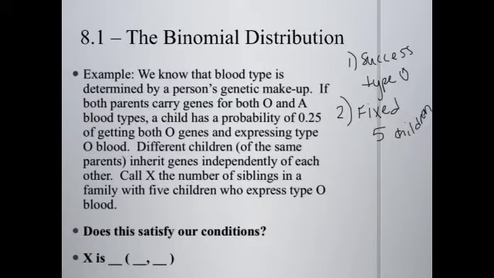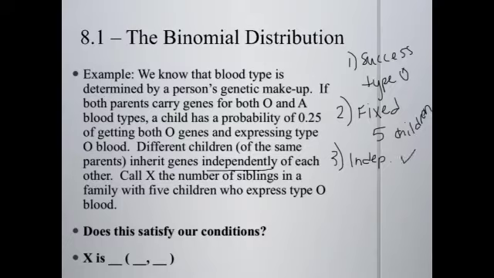Let me write that out. Children that have type O blood. Next one. Are they independent? Yes. They told us it was independent right here. Where is it? Independently of each other. So check.